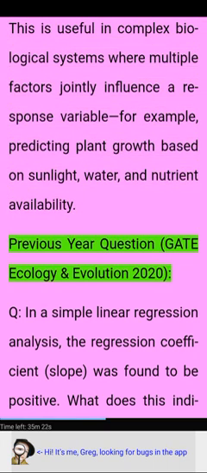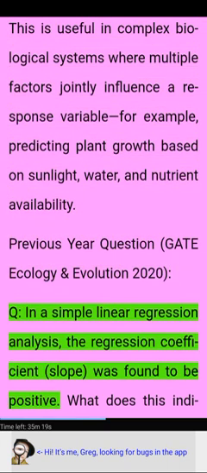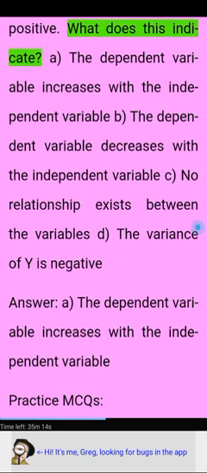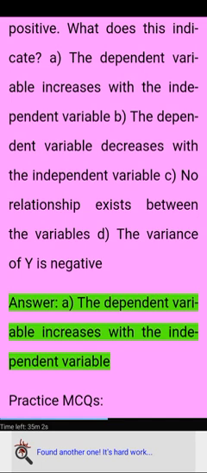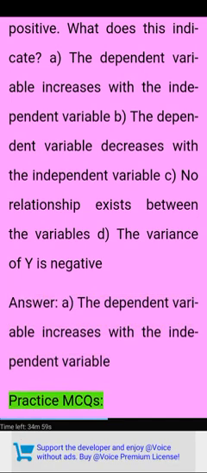Previous year question, GATE Ecology and Evolution 2020. Q. In a simple linear regression analysis, the regression coefficient slope was found to be positive. What does this indicate? A. The dependent variable increases with the independent variable. B. The dependent variable decreases with the independent variable. C. No relationship exists between the variables. D. The variance of y is negative. Answer. A. The dependent variable increases with the independent variable. Practice MCQs.